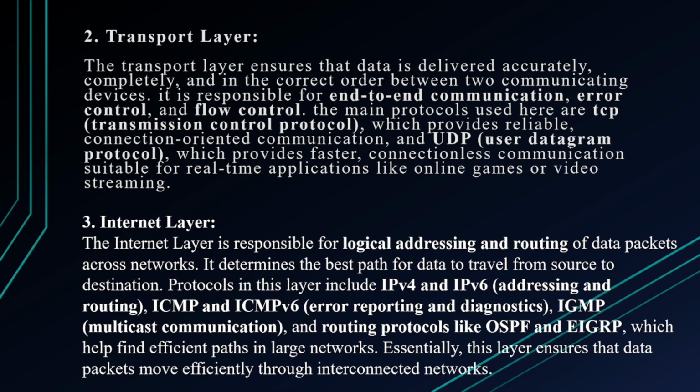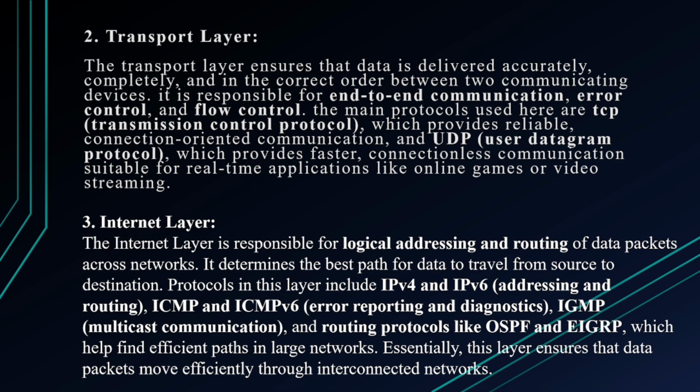IGMP. This is used for multicast communication, which means sending data to multiple receivers at once, like in a video conference. Routing protocols like OSPF and EIGRP. These are used by routers to talk to each other and decide the best path for data to take. In simple terms, the internet layer is like the GPS of the network. It makes sure data takes the most efficient path to its destination.